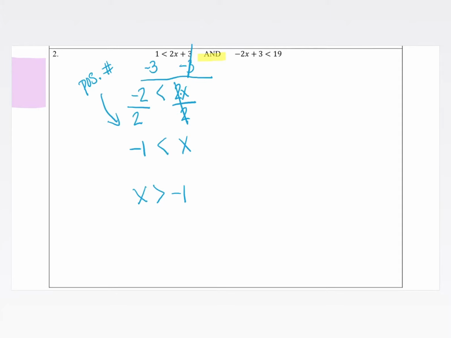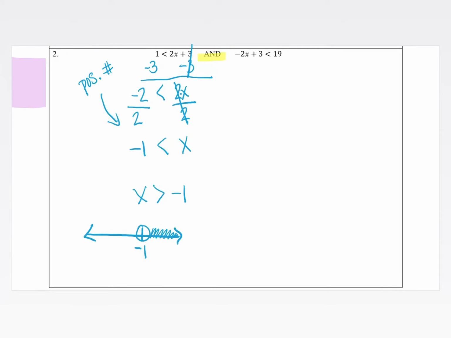Okay, why don't we graph this while we're at it? We have our number line. We have negative 1. This is an open circle. Since x is greater than negative 1, we're going to shade to the right.